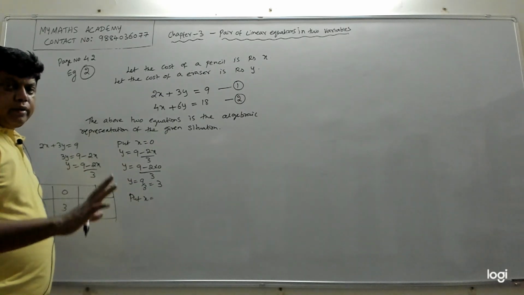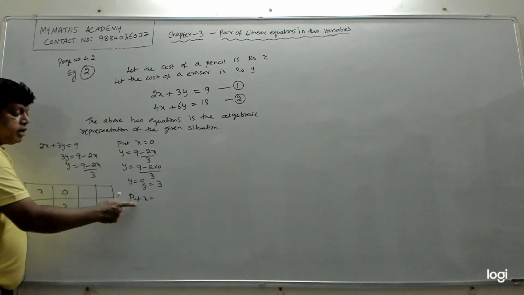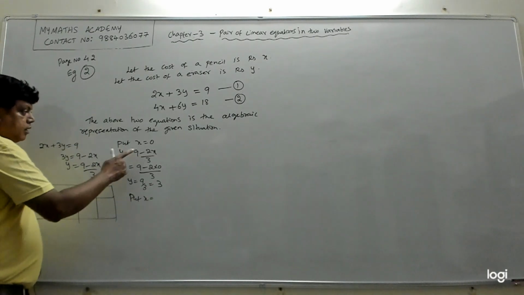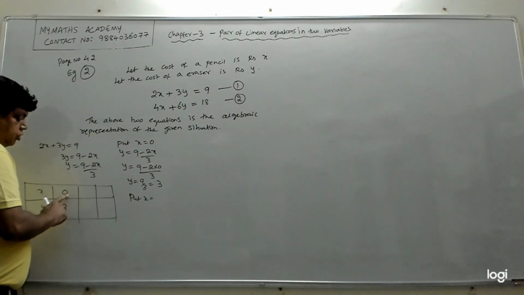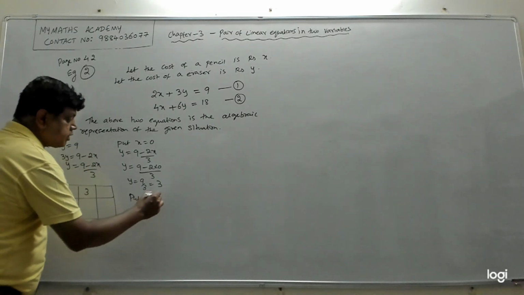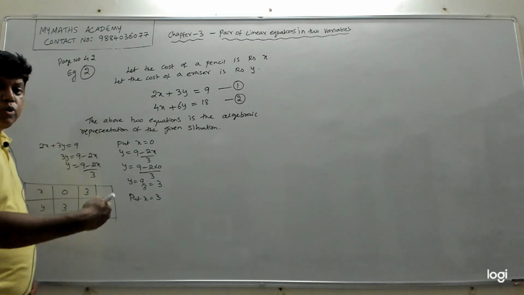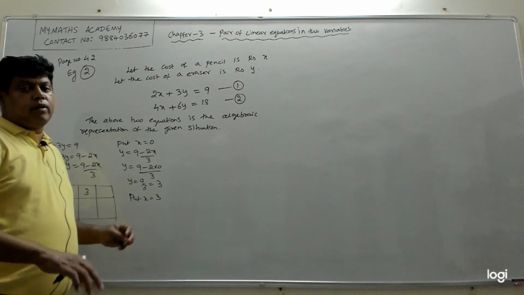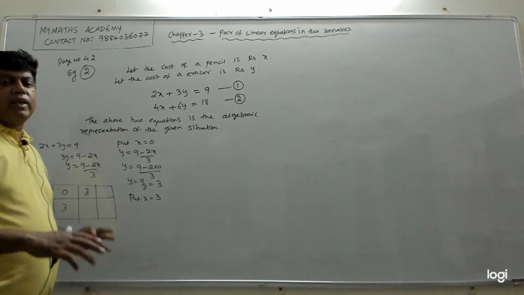To avoid that, what we can do is, you have to choose the next x smartly. Next x will be, you have to add the previous x, 0, to this 3. What is 0 plus 3? 3. You take that as the value. Put x equal to 3. So that is how you will guess a value for x which is going to give you a nice value for y. Nice value means without fraction.